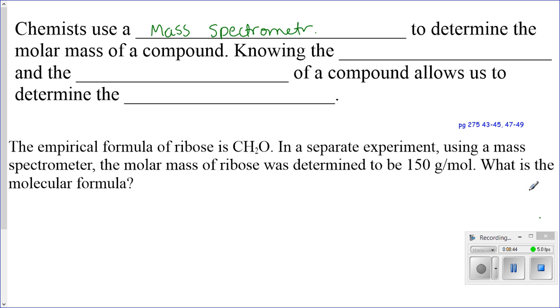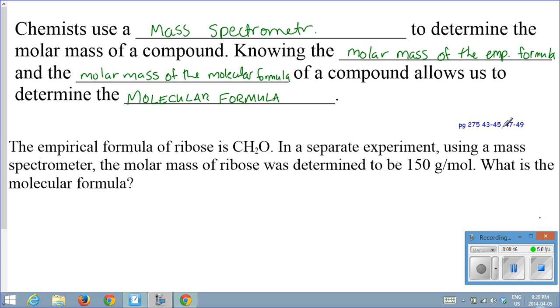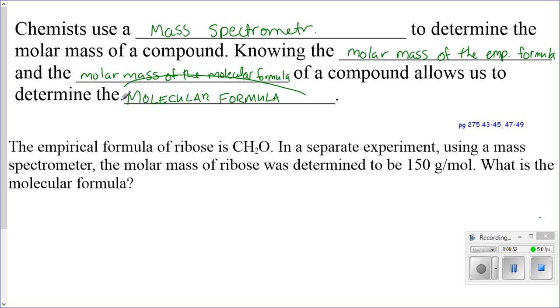Knowing the molar mass of the empirical formula and the molar mass of the molecular formula allows us to figure out the molecular formula. So let me show you what I mean by that. We have an example where we have an empirical formula of CH2O. It's ribose, okay? And we used a mass spectrometer. We found out the molar mass of the molecular formula is 150 grams per mole. What is the molecular formula?